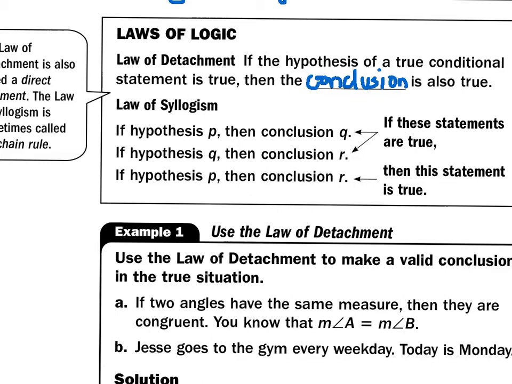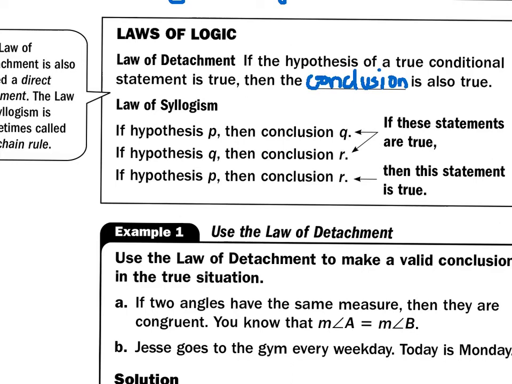So, law of syllogism. If hypothesis P, then conclusion Q. If that is true, and also if hypothesis Q, then conclusion R. Oh, not flipping around, we're adding something else. Then hypothesis P, then conclusion R. So this statement is always true. So this is syllogism.